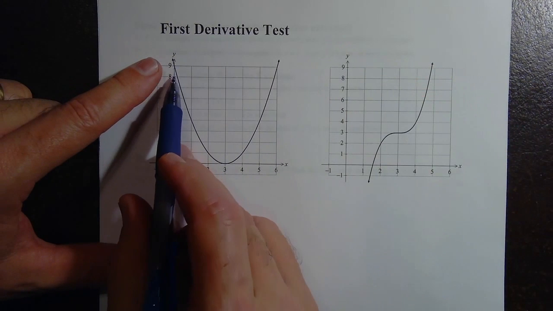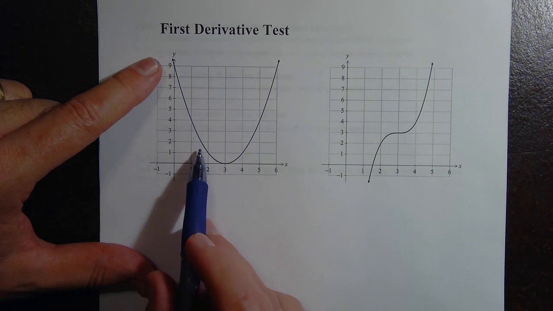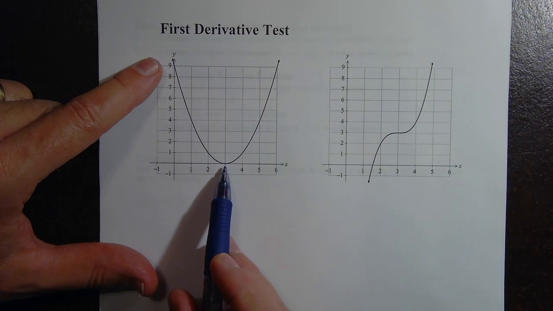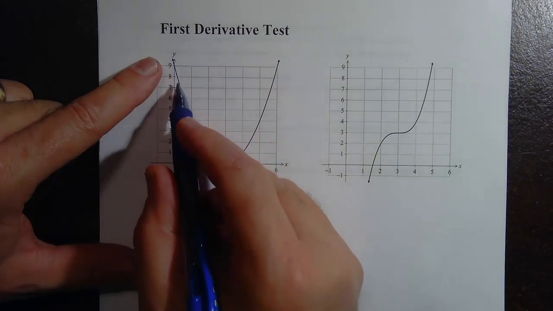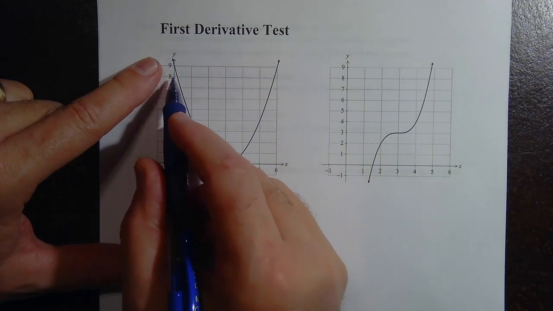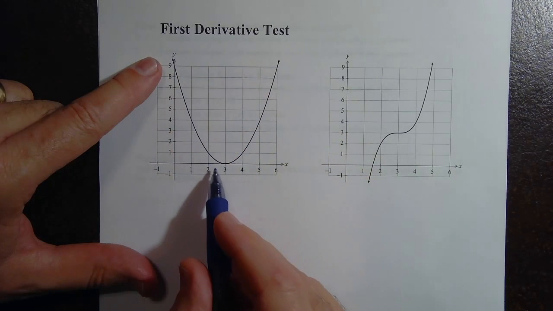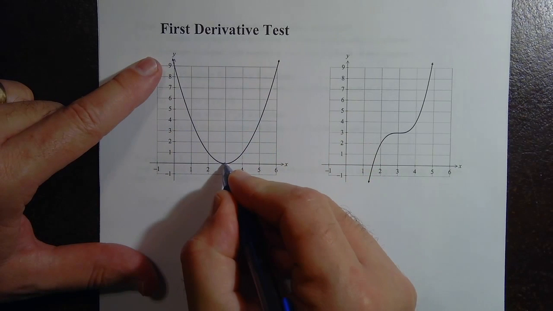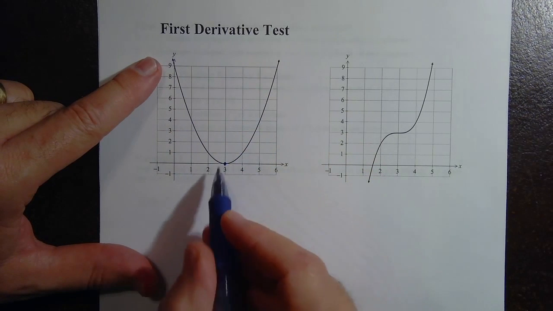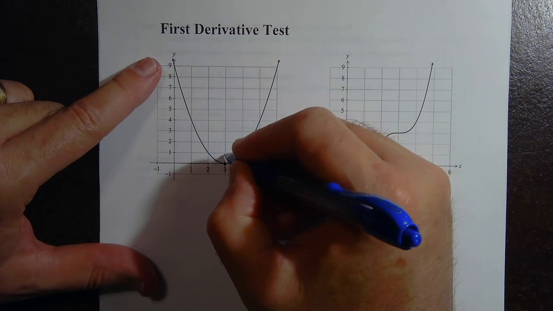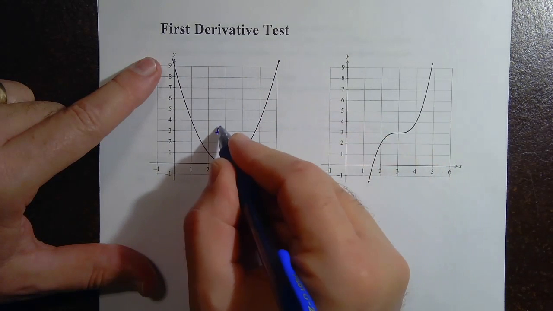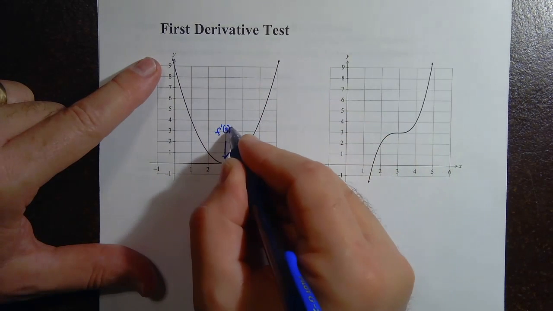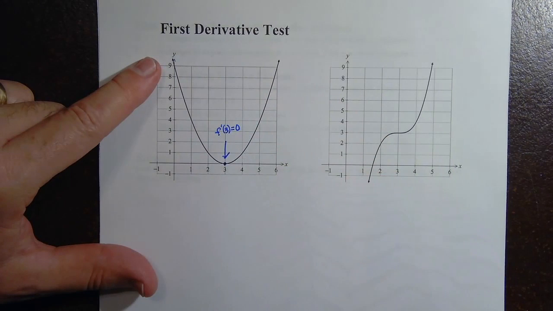So right here, if you take a look, this function is decreasing. And if you look at every x value here, the tangent slopes will all be negative, except for right here, because right there we have a horizontal tangent. So right there at x equals 3, or f prime of 3, we should know that that's going to equal 0.